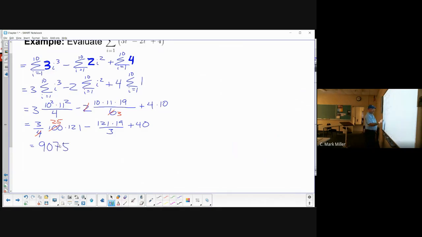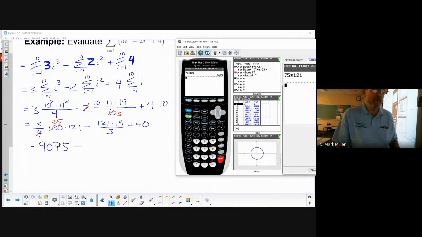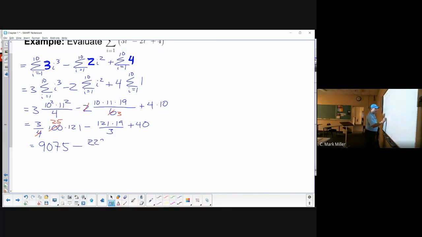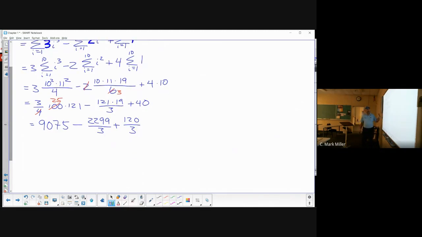This one here is going to be a little bit sticky. 121 times 19. So you're going to have 121 times 19, 2299 over 3. Plus 40. 40 is 120 over 3. So we have to add those fractions. And to do that, we have to multiply this first one on the top by 3 and on the bottom by 3 to get a 3 in the number.